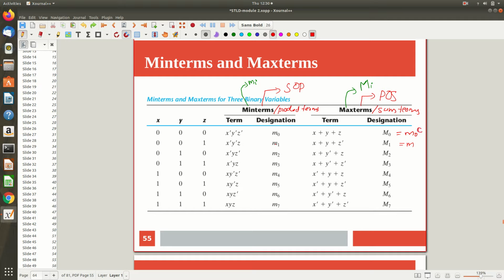Yes, minterm 0 complement, minterm 1 complement, this is minterm 2 complement. Any notation you use, instead of that, here they are using that slash. Both are fine. Minterm 7 complement, two different notations, that is all. So keep that in mind, what is the difference.